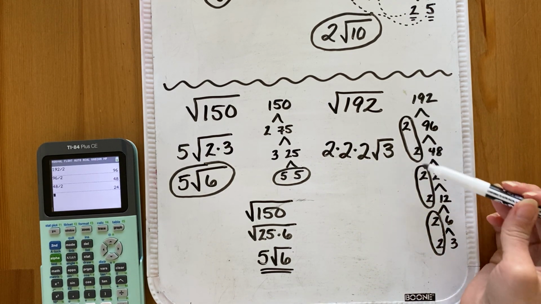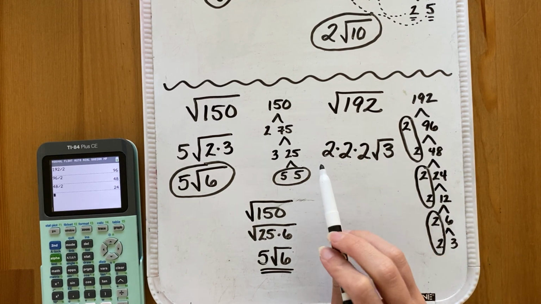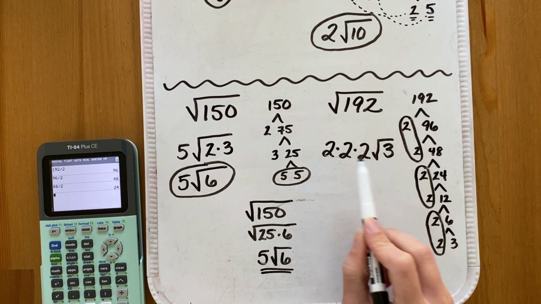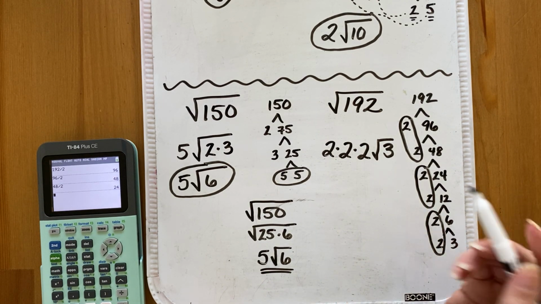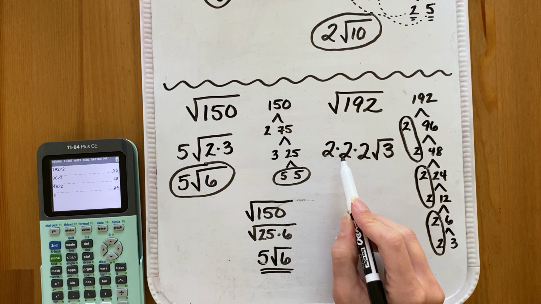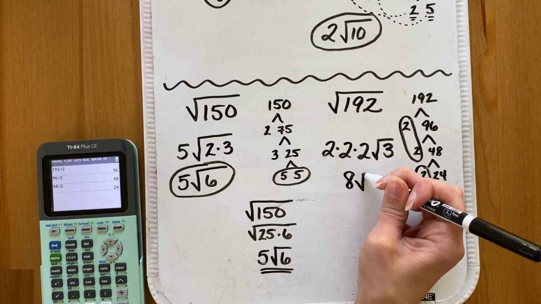Okay, so again, the number of groups represents the number of those items that should be on the outside. So I have one group of 2, another group of 2, and the third group of 2 tells me that I'm going to have 3 2s on the outside. So if I multiply all those 2s together, I get 2 times 2, which is 4, times another 2, which will make 8.